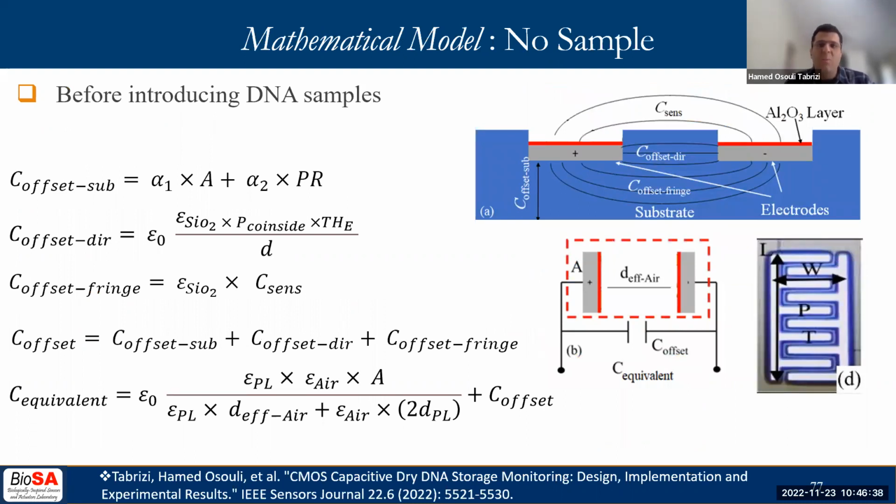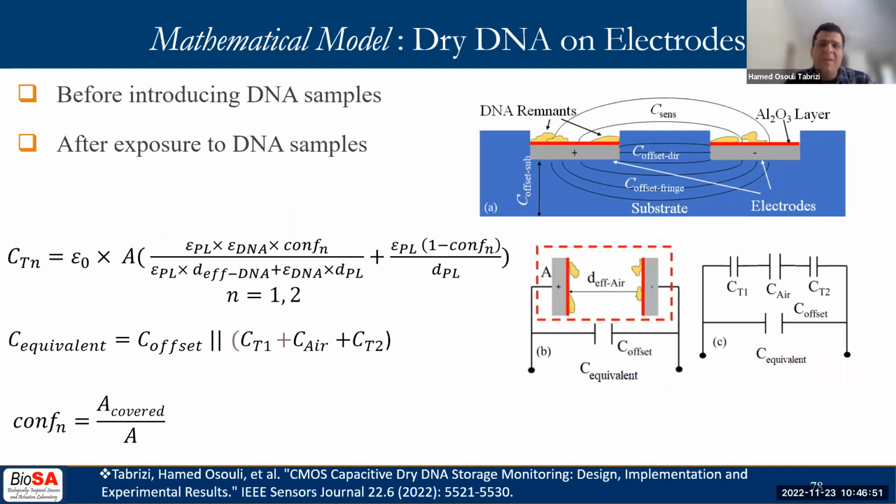These equations pave the way toward understanding the existing offset capacitors and the total capacitance that exists when there is no sample on the electrode. Here we can see how the percentage of coverage of DNA, which is known as confluence, can change the total capacitance after deposition of dry DNA on the electrode.